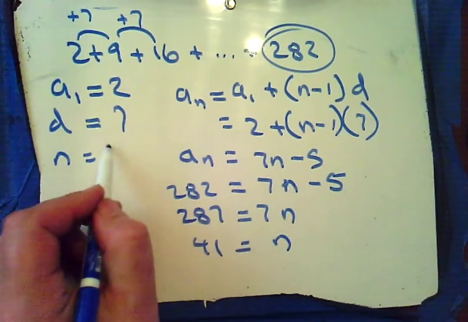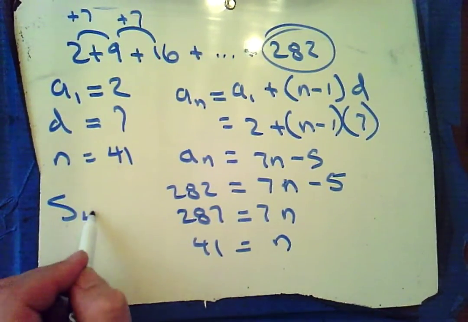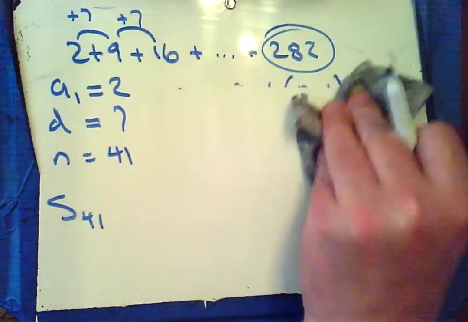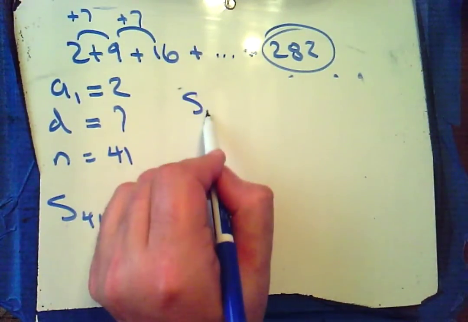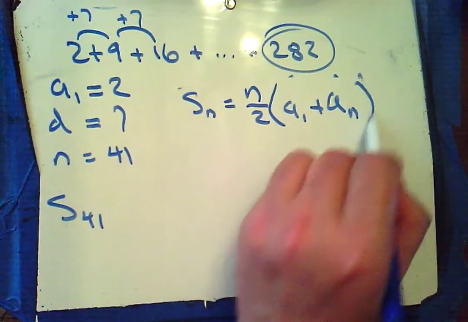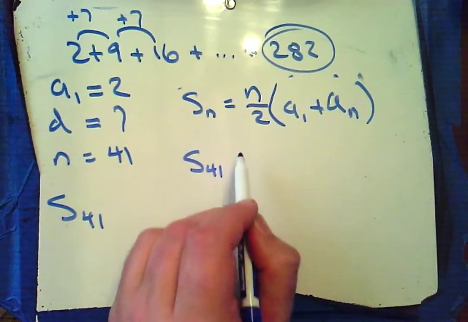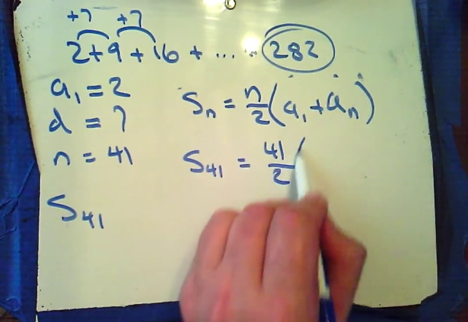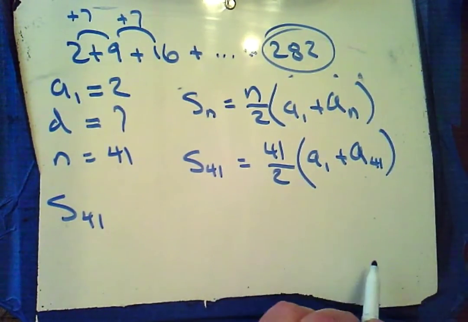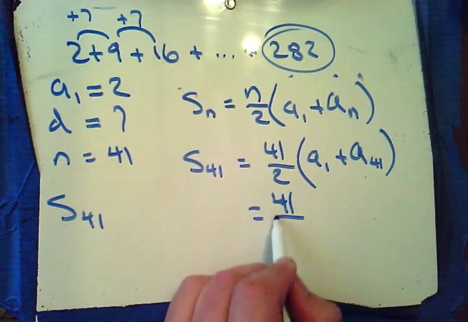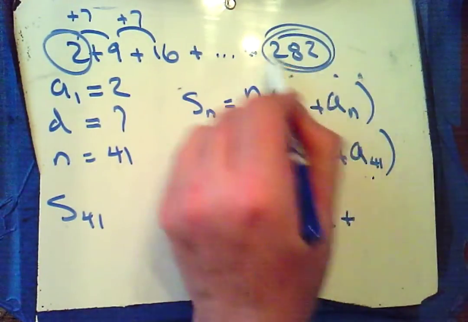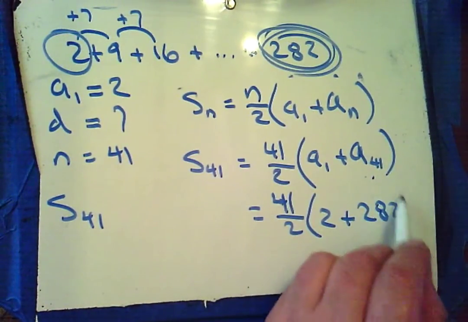So I know that n is 41 terms, and now I'm looking for the sum of these 41 terms. Well, let's use Gauss's formula. Remember, S sub n equals n over 2 times a sub 1 plus a sub n. In our problem, we're looking for the sum of 41 things. So we have a sub 1 plus a sub 41. Well, we know that a sub 1 is 2, and a sub 41 is this last term here, 282.